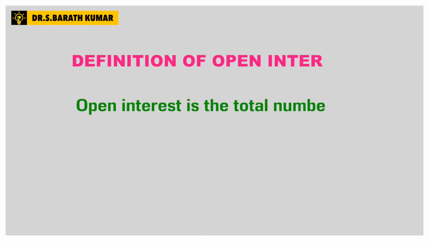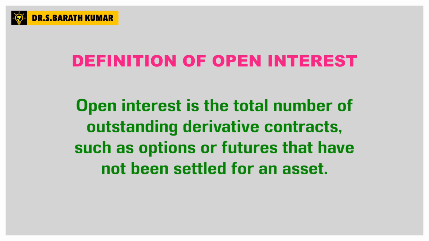Before going to the video, for theoretical purposes, we just need to see the definition, which I got from the Investopedia site. Let me make it very simple and clear. By definition, open interest is the total number of outstanding derivative contracts, such as futures or options, that have not been settled for an asset. Now, what is it basically?